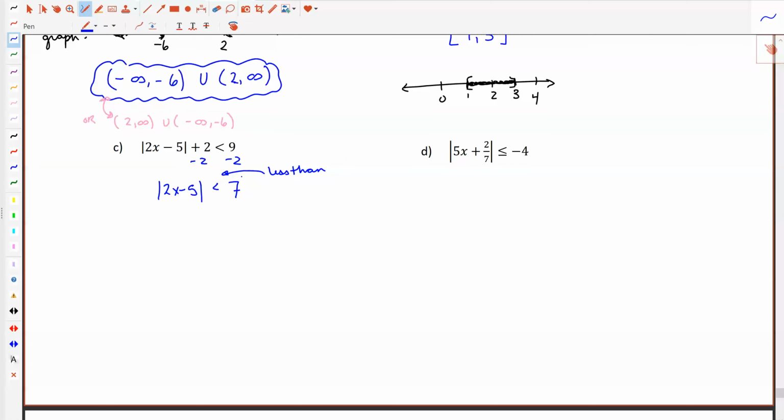So I would encourage you to take a moment right now on your own, finish this problem, solve it, find what the solution region is, and then graph it, and then check it against the solution that I'm about to do right now.